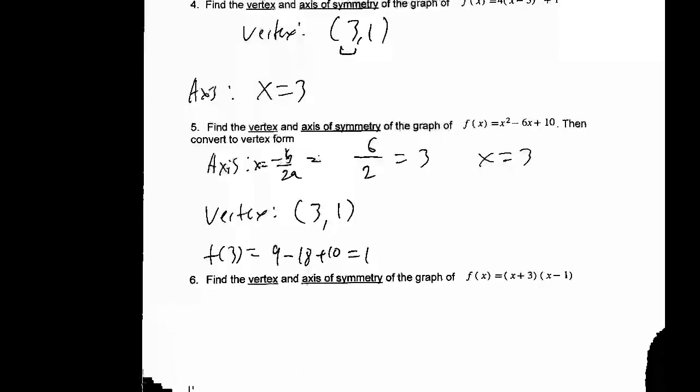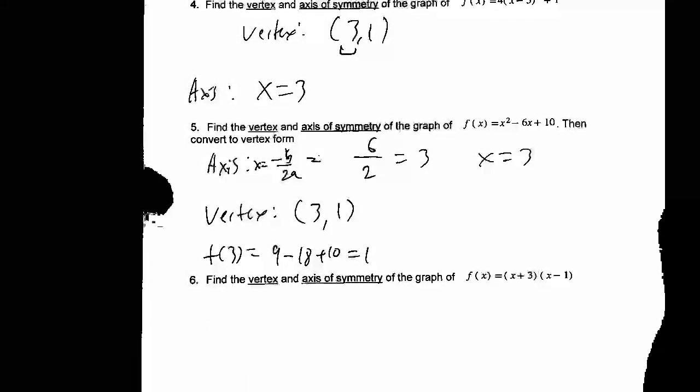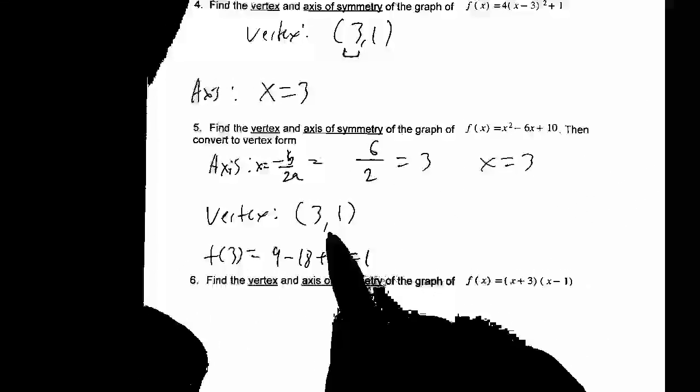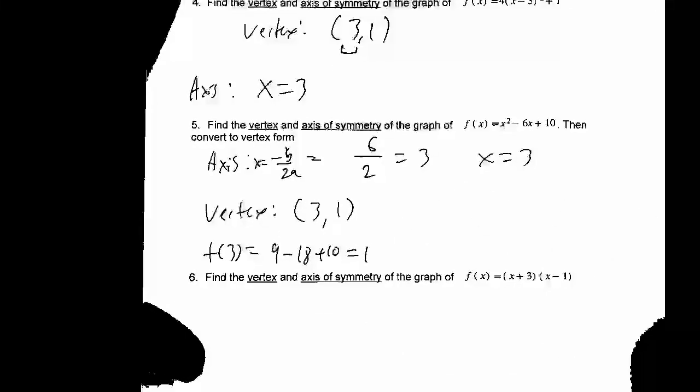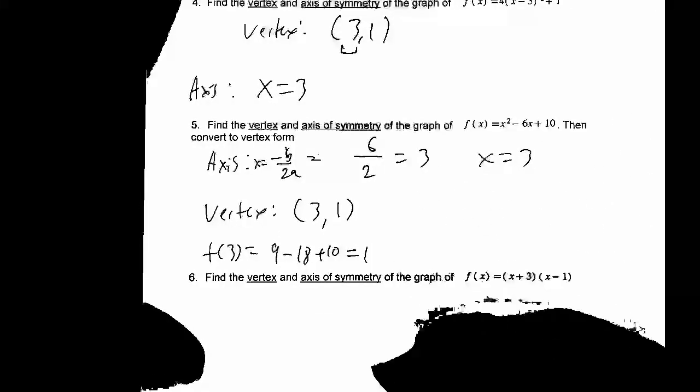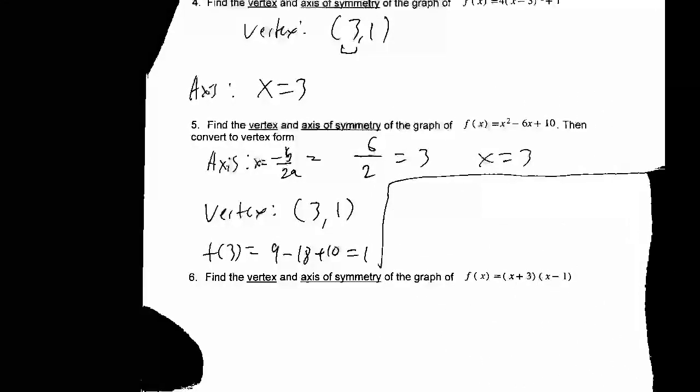Okay. Then it says convert to vertex form. You could use this vertex to help you write it in vertex form, or you could use the complete the square method that we learned in class. I'm going to do the complete the square method.